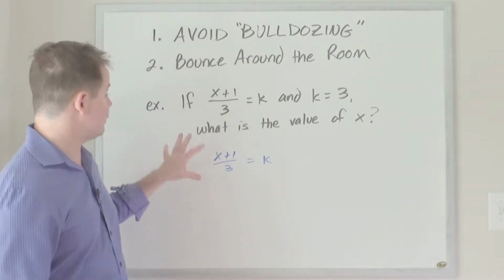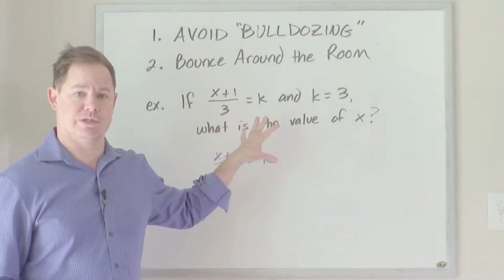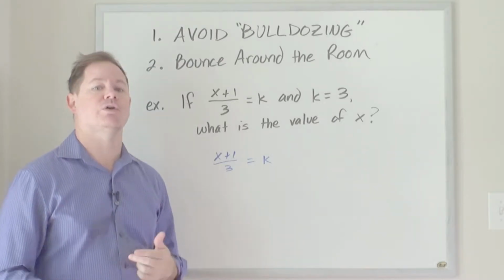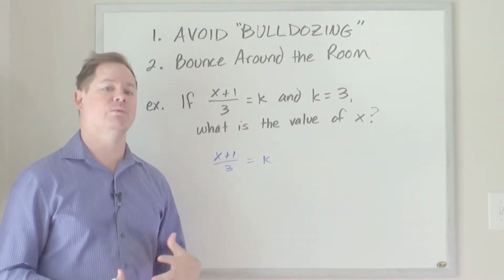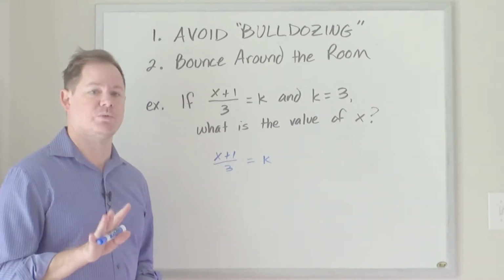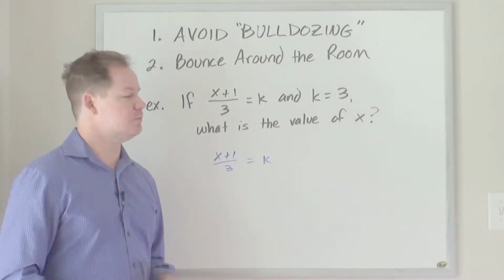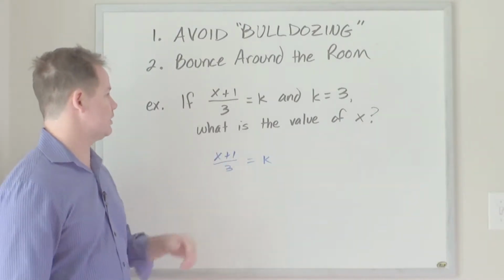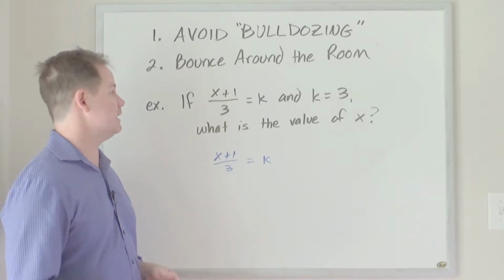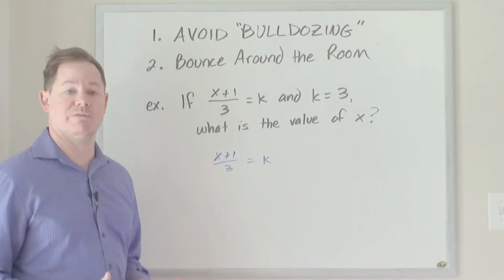So we're going to go through this sample question here. I'm going to show you an example of bulldozing in terms of solving this question. And then we're going to go through it another time and talk about the right way to do it by bouncing around the room. So first, let's avoid bulldozing. And I just want to show you an example of what that might sound like. So when you're covering a question in class, we'll take a look at this example. It says if (x + 1)/3 = k and k = 3, what is the value of x?